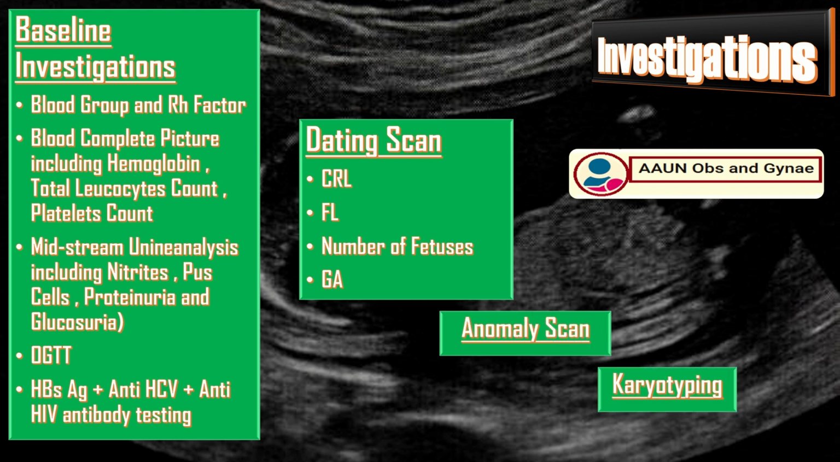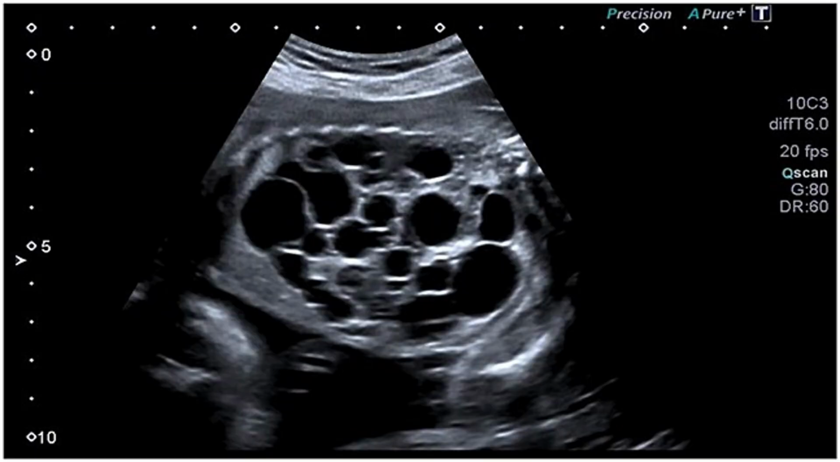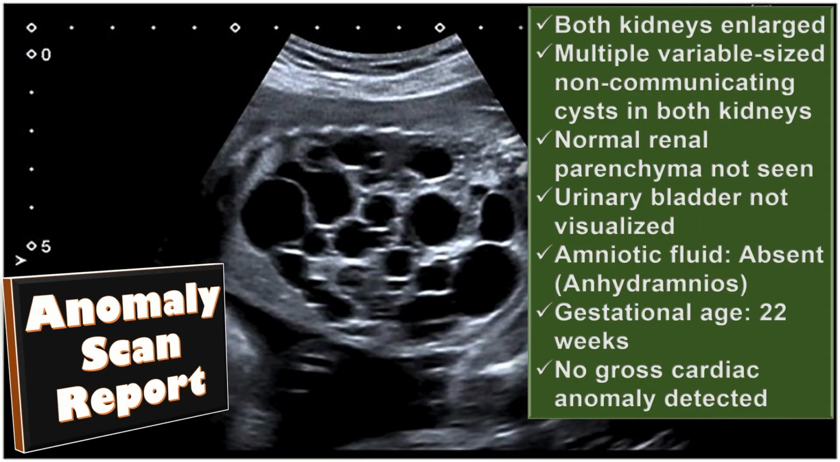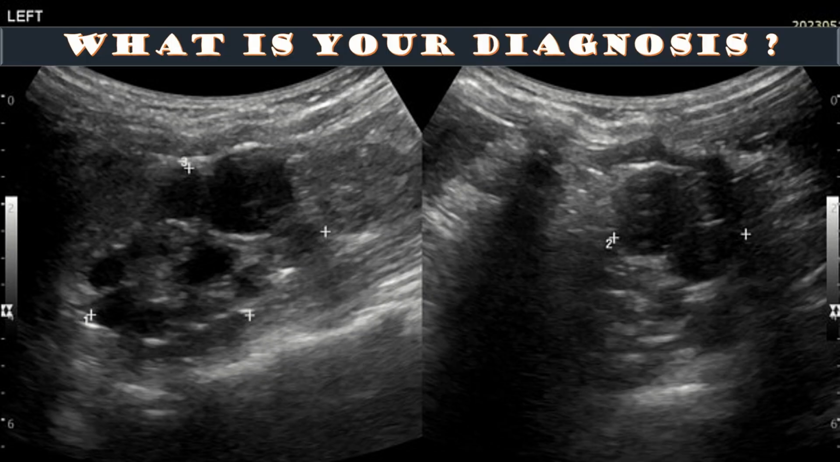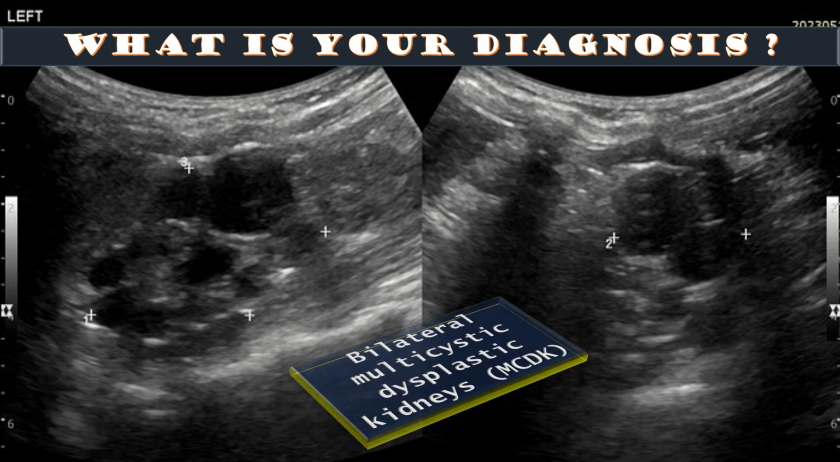At that stage, the examiner might put forward the anomaly scan report in front of you, which shows both kidneys are enlarged, multiple variable sized non-communicating cysts are there in both kidneys, normal renal parenchyma not seen, urinary bladder not visualized, amniotic fluid is absent showing anhydramnios, gestational age is about 22 weeks and no gross cardiac anomaly has been detected. So the examiner might ask, what is your diagnosis? The expected answer is bilateral multicystic dysplastic kidneys, which is a severe fetal renal anomaly associated with anhydramnios.